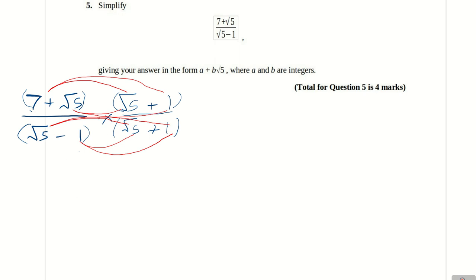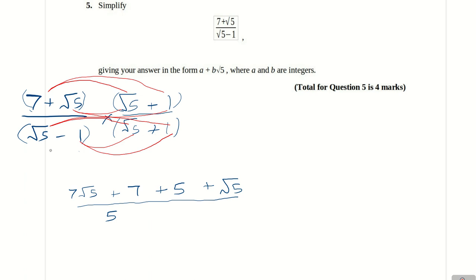If we do the top first, we get 7 times root 5 plus 7 times 1, which is just 7, plus root 5 times root 5, which is just 5, plus root 5 times 1, which is just root 5. Then when we come to do the bottom, we get root 5 times root 5, which is just 5.